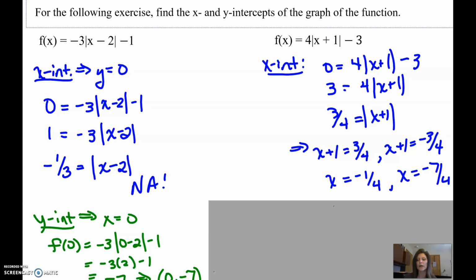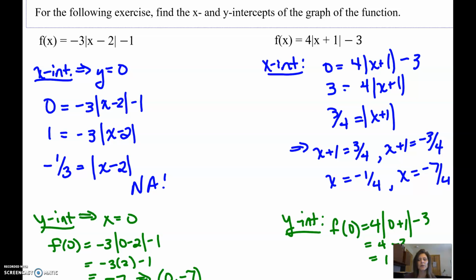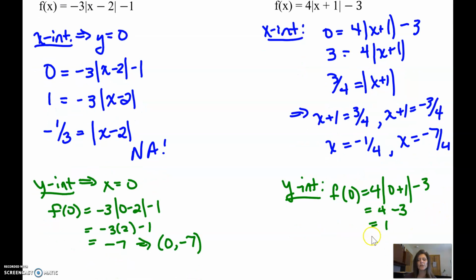All right, now what about the y-intercept? That's the easy one. That's where we're going to plug in the 0. So on this one, I got a y-intercept of 1.